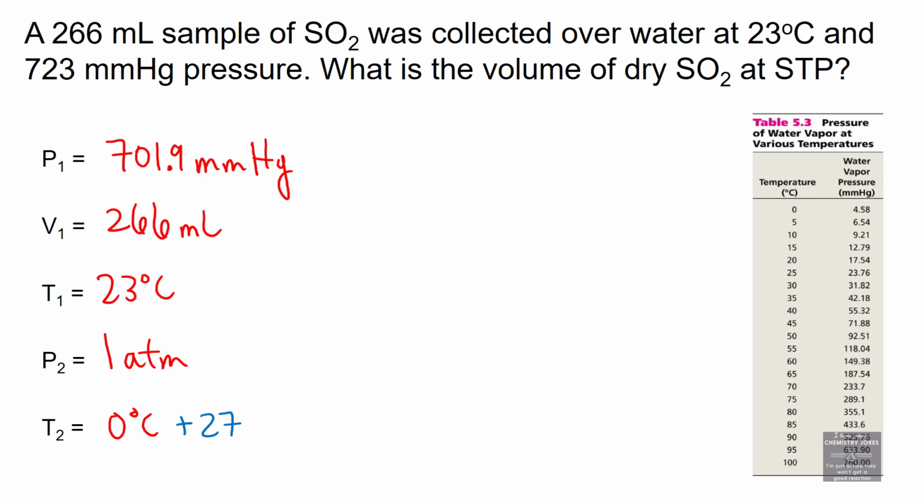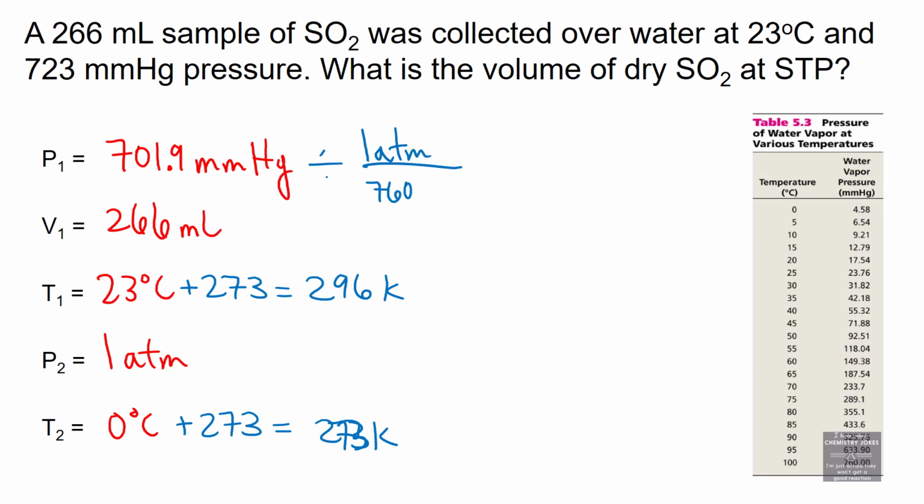We need to get temperature in Kelvin. Definitely need temperature in Kelvin. So that's 273 Kelvin, and 296. I just did that math correctly. 296 Kelvin. And you cannot have pressure in millimeters of mercury and pressure in atmospheres in the same equation. So let's convert this one to 1 atmosphere over 760 millimeters of mercury equals, what do I have this written as? 0.924 atmospheres. So now I've got compatible units.